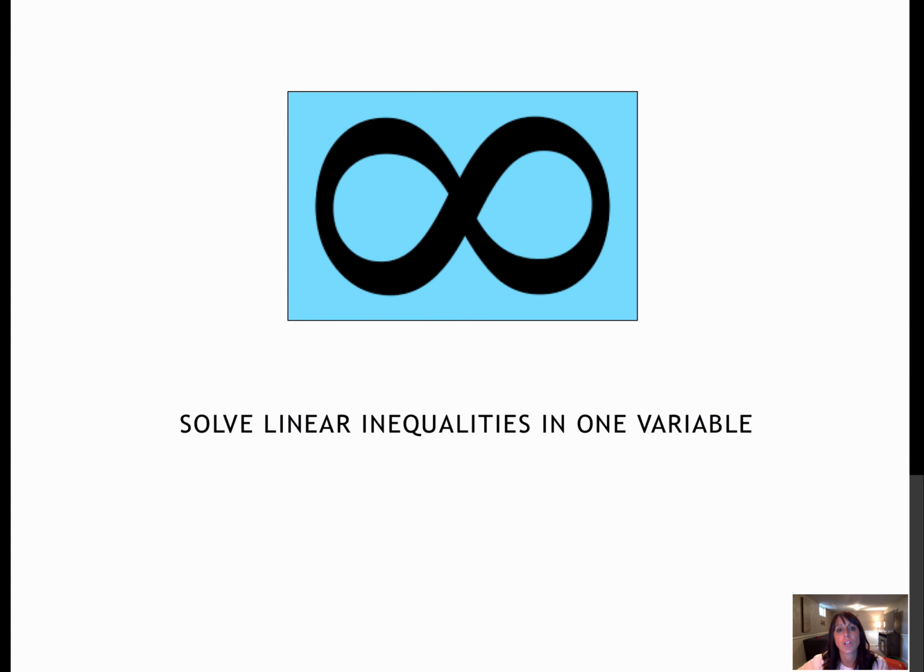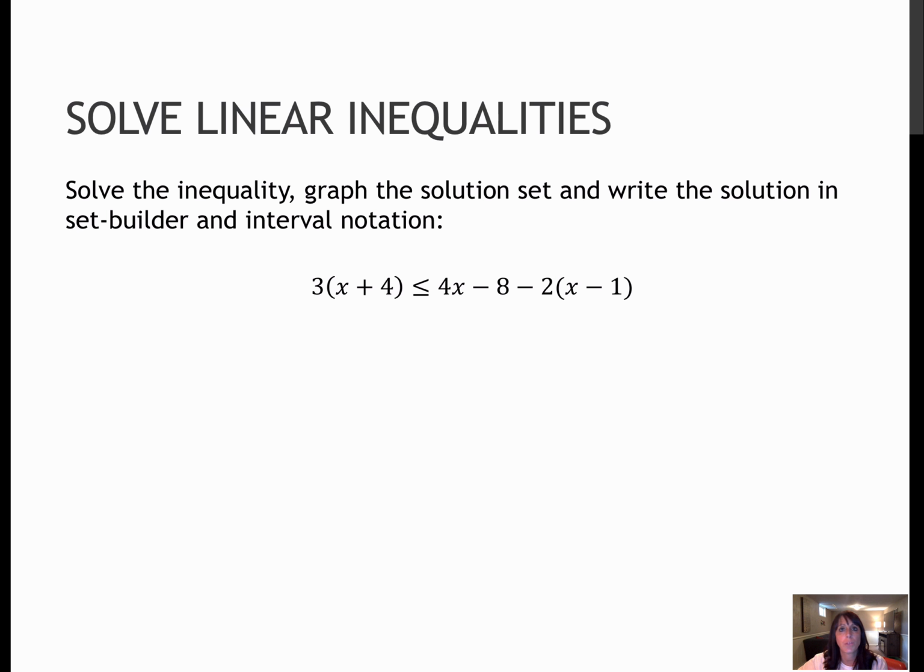This lesson is on solving linear inequalities in one variable. So we have already reviewed how to solve equations. Now we're just going to solve inequalities, which will only change one little thing. The rest of it is pretty much the same as we did before. If we've got parentheses, as we do here, we're going to distribute. Watch out for that negative times the negative. It should turn it into positive.